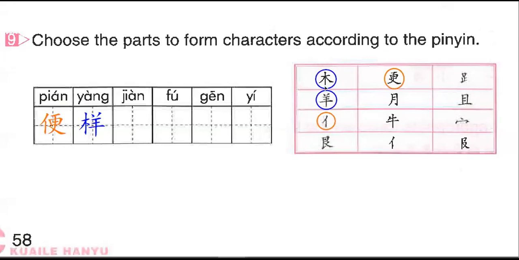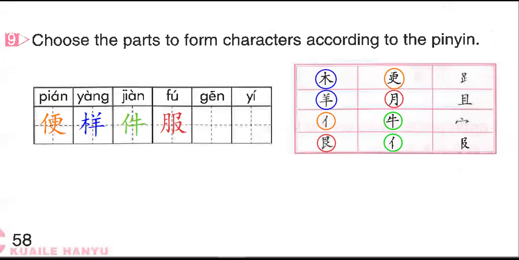As you can see here, we're using the radical for wood or tree, and this is yang from sheep. Okay, so here we have this character. Okay, next one. We have another ren here, and with this radical we form tian. Okay, tian, the magic word for clothes. Next one we have fu. Fu from yifu. Okay, so we have here this part, and we form this character.